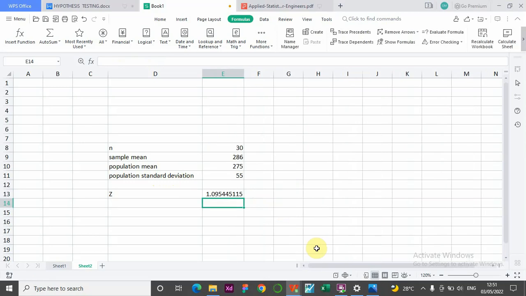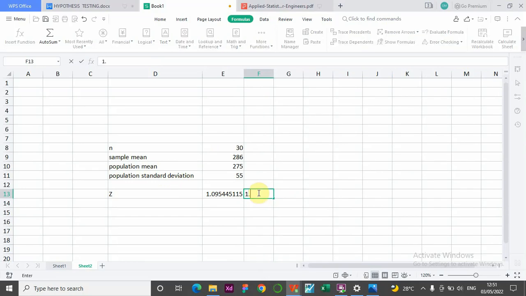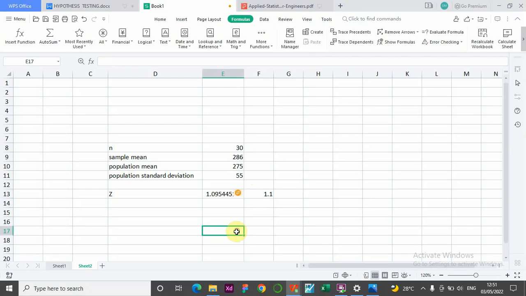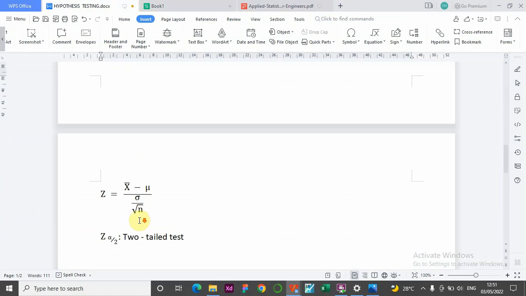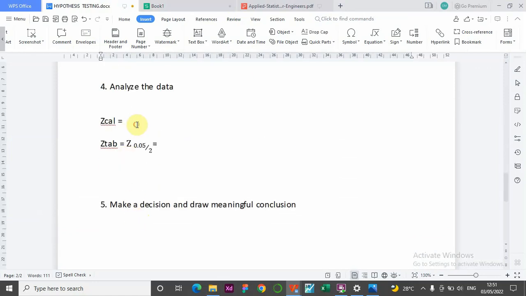Okay, so let me put this in two decimal places. So this is 1.1. All right, so this is 1.10 in two decimal places. Okay, so our z calculated value is 1.10.